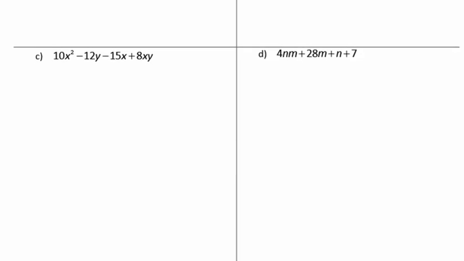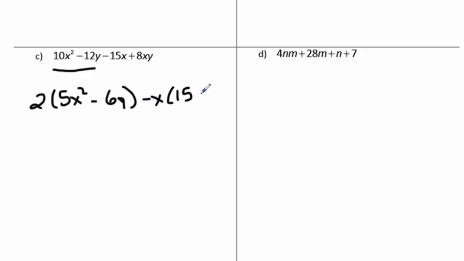Let's try it again in part C and D. The first group, 10x squared minus 12y, has a 2 in common. If I factor out the 2, I'm left with 5x squared minus 6y. If you look at the next two, there's no number that divides into 15 and 8, so I would be able to factor out a negative x, and I would be left with 15 plus 8y. This is not going to work because my two binomial groups are not the same here.